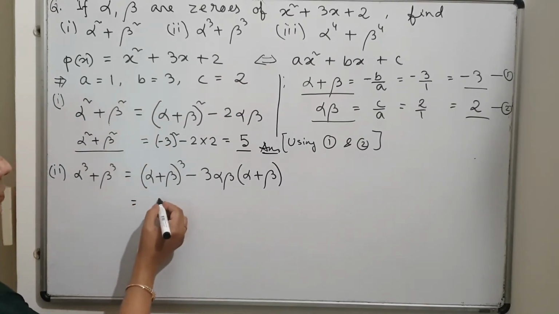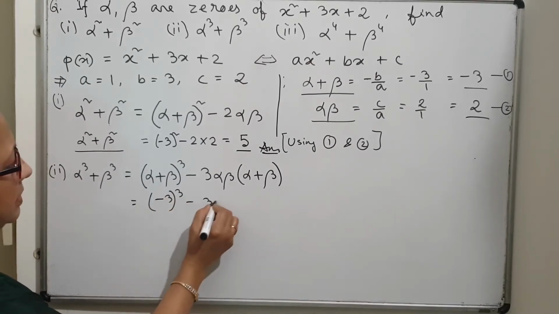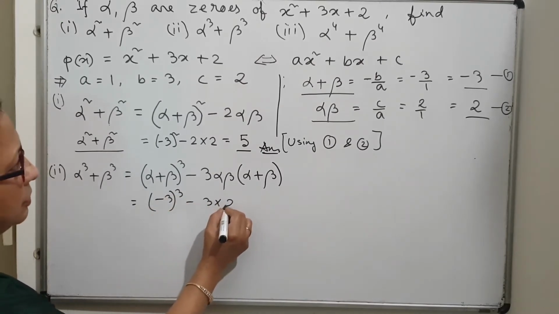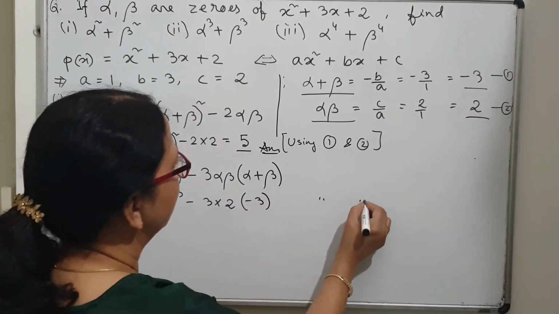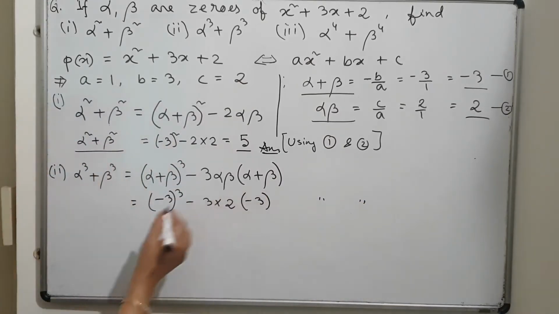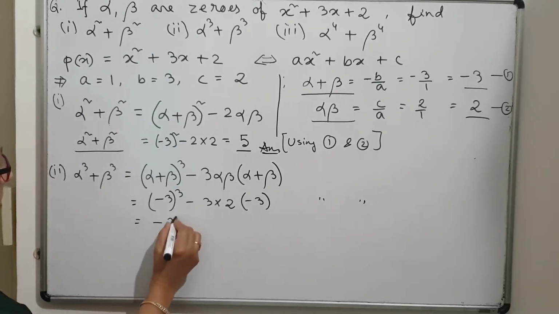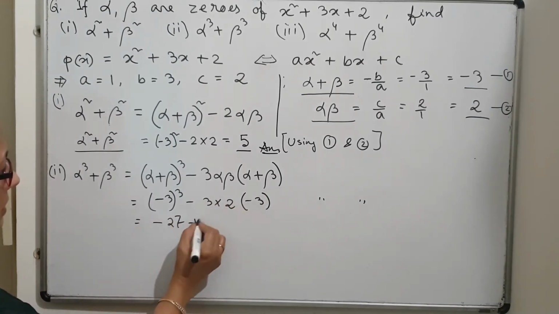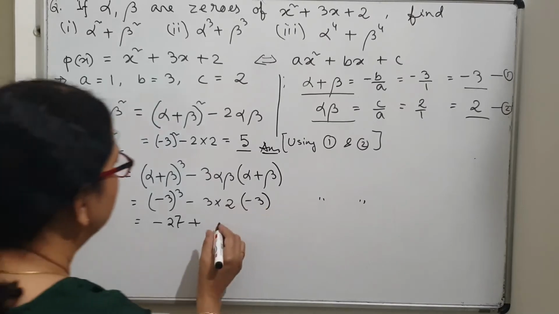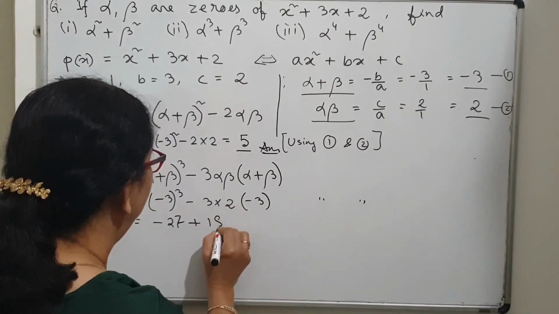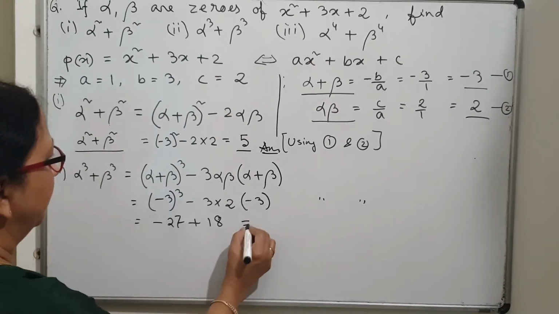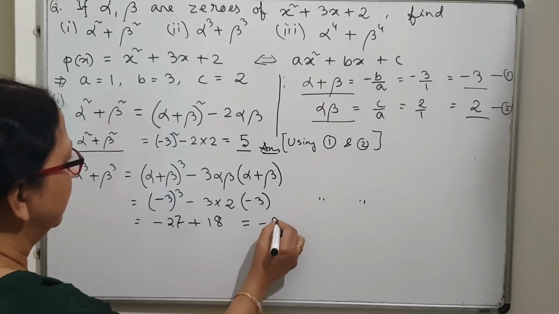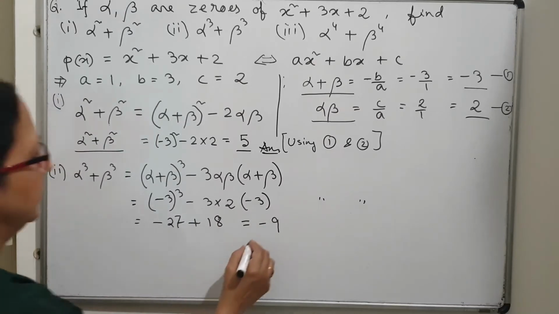Alpha plus beta using 1 is minus 3, whole cube. Minus 3, alpha beta is 2 using 2, and again alpha plus beta is minus 3. So again you can write this thing using 1 and 2. So simplifying, get the result. Minus 27, minus minus plus, 3 times 2 is 6, 6 times 3 is 18. So in this way get the answer. So it is minus 9 as the answer.